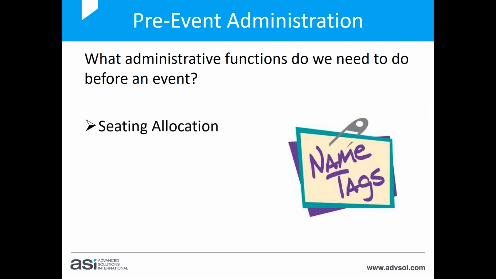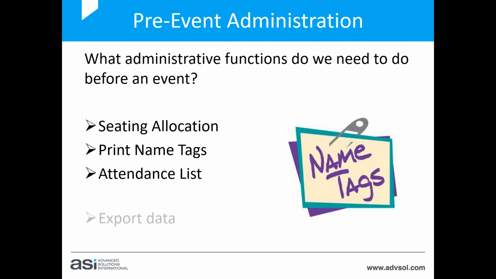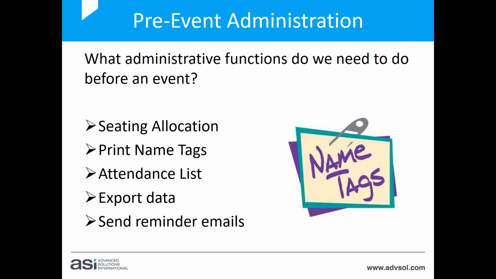That could be things such as allocating seating if it's required, printing out name tags, printing out the attendance list to take with you, exporting the data into a spreadsheet so you know who's attending what, where, who's got dietary requirements, and sending those reminder emails that are manually triggered. So we're going to go through each one of those. Some of you, again, may have done this multiple times, but you might pick up some little tips today as well.